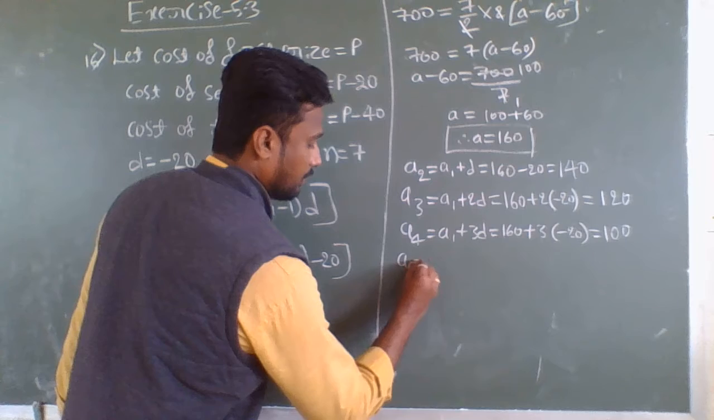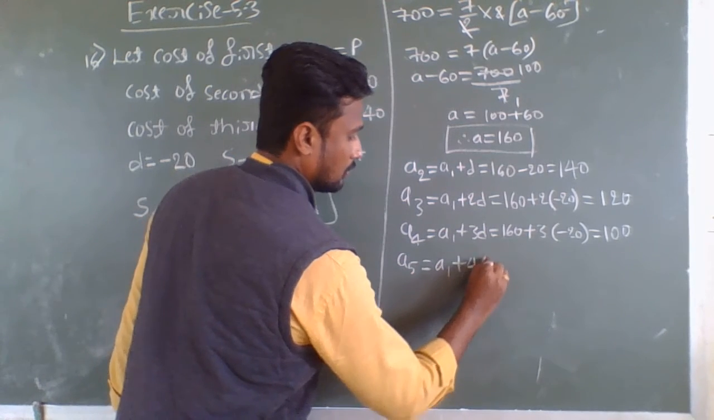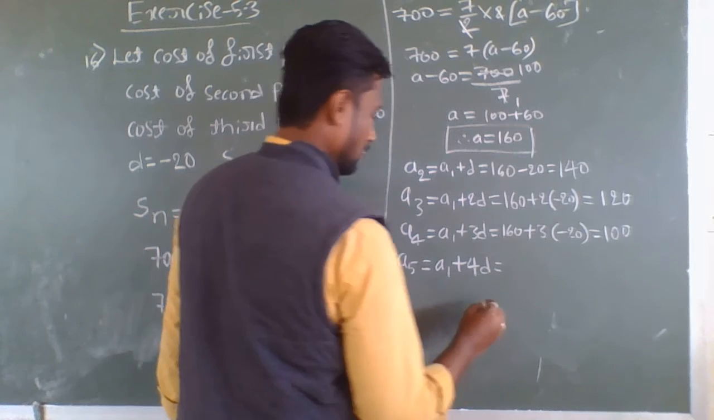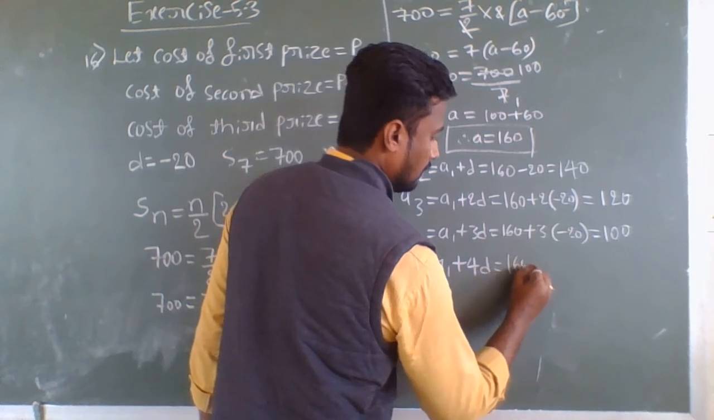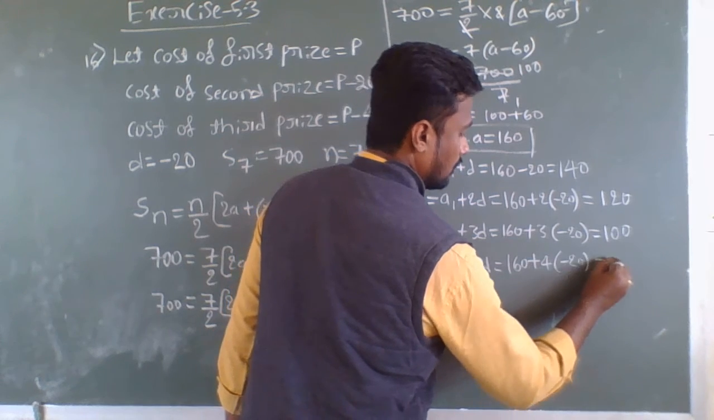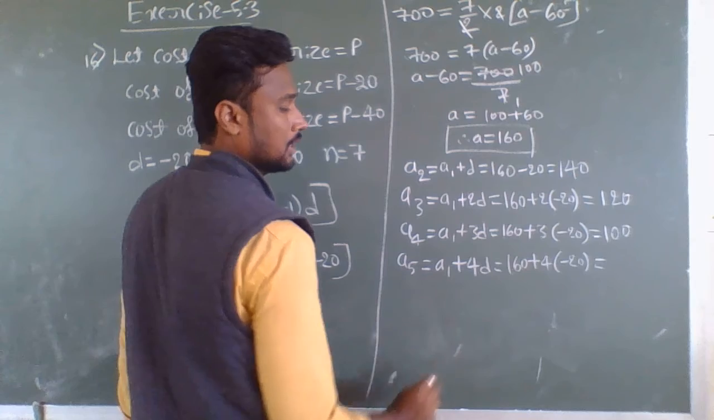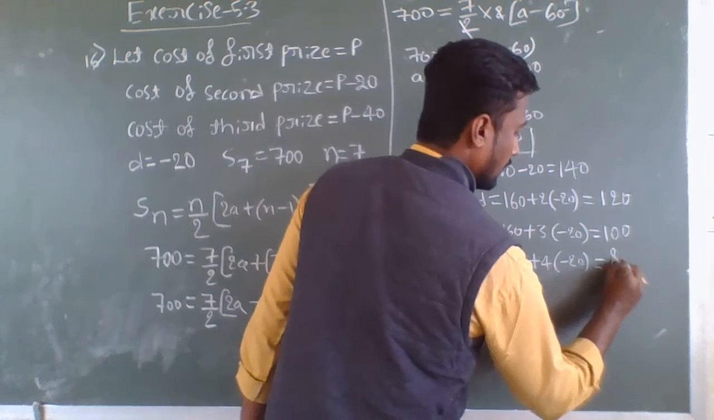At a5, a1 plus 4d. So here a1 value is 160 plus 4 into d. d value is minus 20. Minus 20 into 4 is minus 80. 160 minus 80, how much will we get? 80.